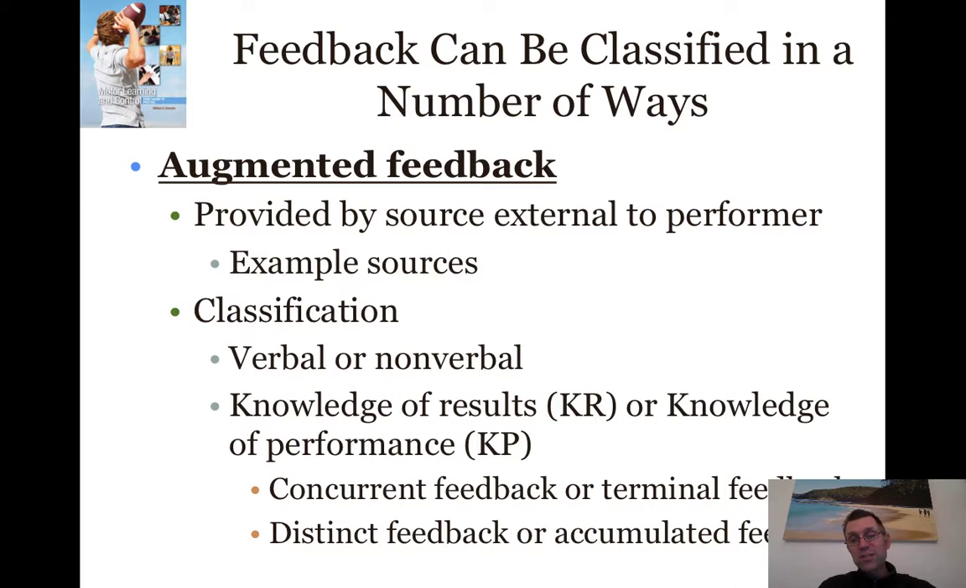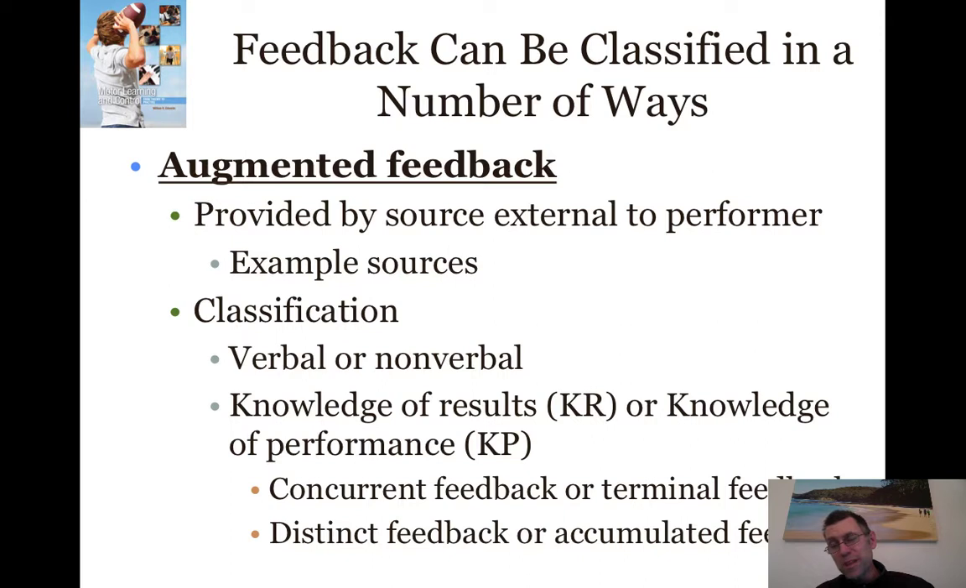So within those categories as well, we can address things like concurrent feedback or terminal feedback. Concurrent feedback is feedback that's given while the performer is performing, right? And I think that star tracing task, if you did that lab this semester, would be an example of concurrent feedback. While you're performing the task, you're getting feedback from the machine either buzzing at you or the lights turning on. Terminal feedback would be that feedback provided afterwards.